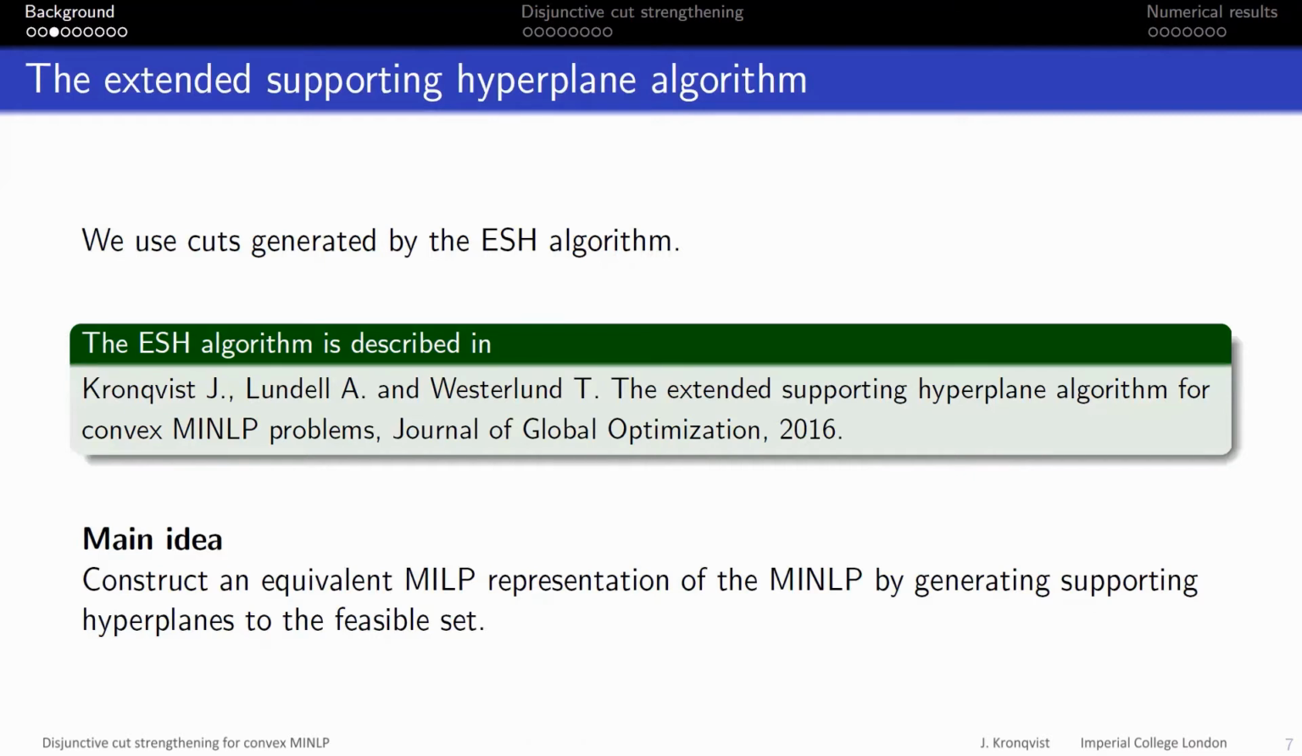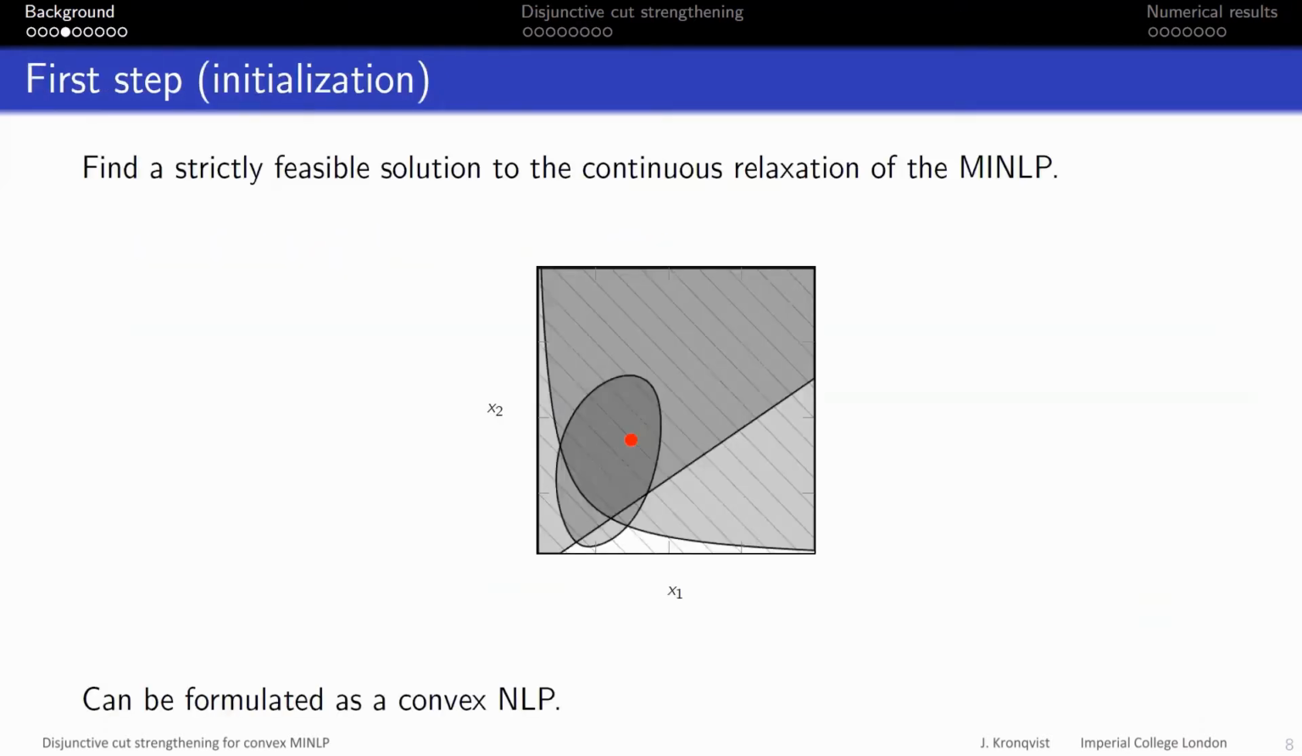The main idea behind the ESH algorithm is to construct an equivalent MILP representation of the MINLP problem by generating supporting hyperplanes to the feasible set. In the first step of the algorithm, we need to find a strictly feasible solution to the continuous relaxation of the MINLP problem, and this can be formulated as a convex NLP, and the solution is, for example, illustrated by the red dot in the figure.